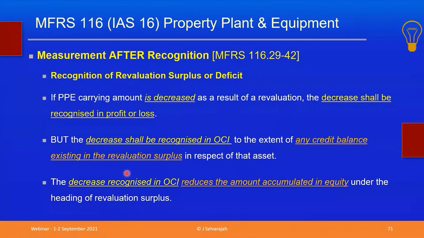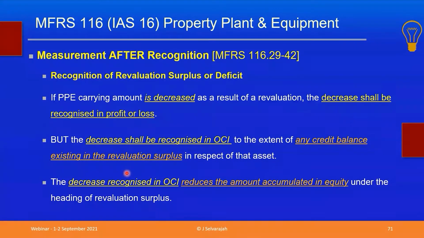But if previously you revalued the asset and you got a surplus in OCI, then this decrease will go into OCI to reduce that surplus. All right? So if that surplus is not sufficient, the difference in the decrease after setting off the surplus in OCI will go back into the P&L account, the difference. So this is how you look at the two.